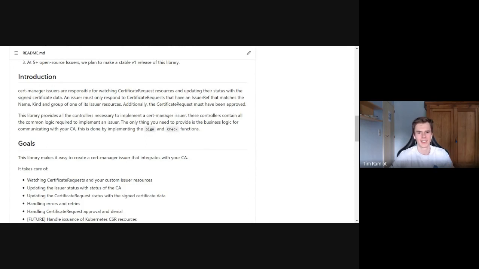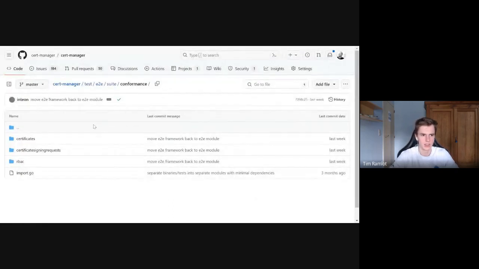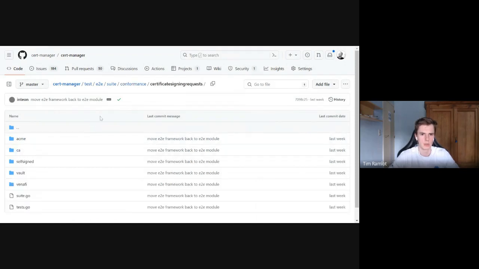And the thing I was thinking about is, once you create these issuers, how do you know that your issuer implementation is actually a good one, that it's conformant to everything that we expect from you as an issuer creator? And for that, the idea is to create conformance tests, which would be a great tool for that. I think Rich has already been looking at the conformance tests in cert-manager.